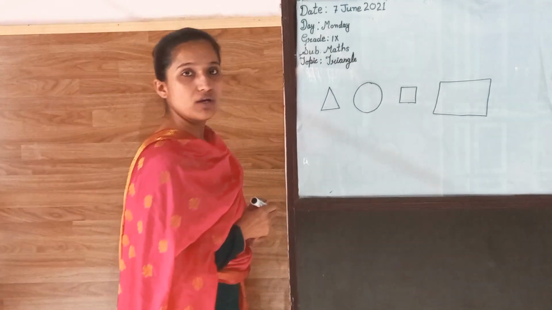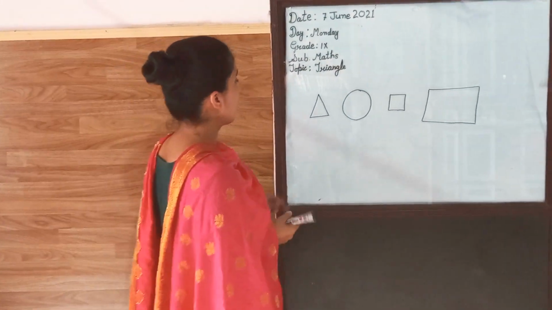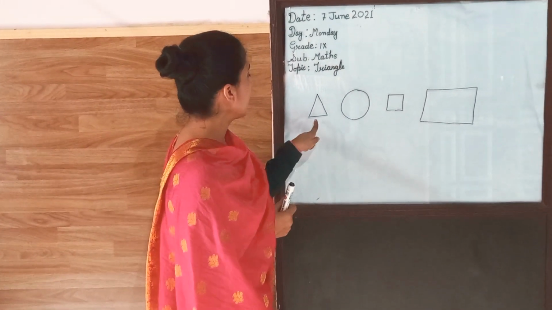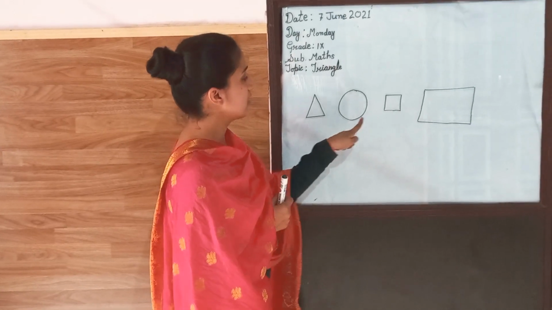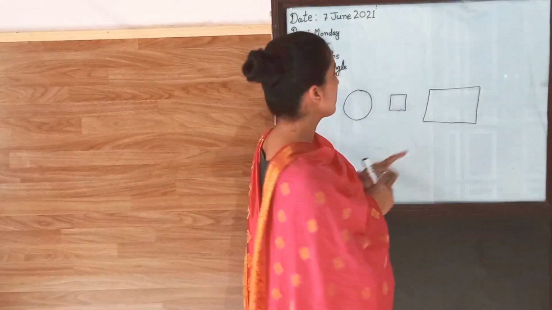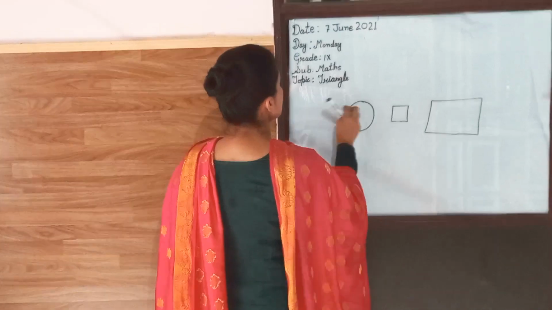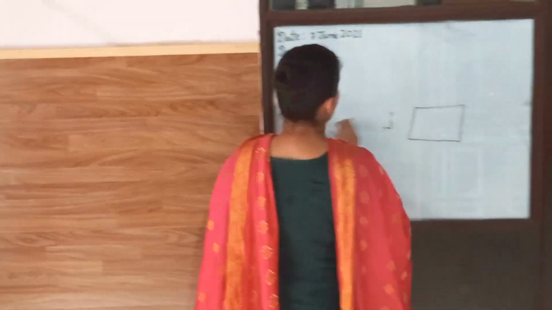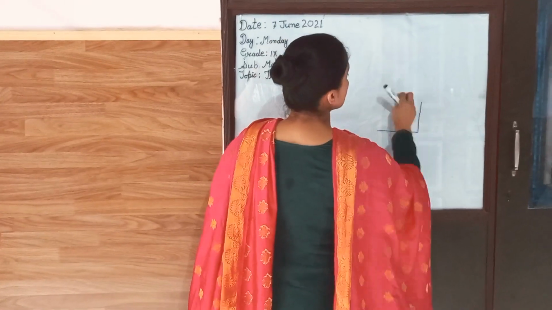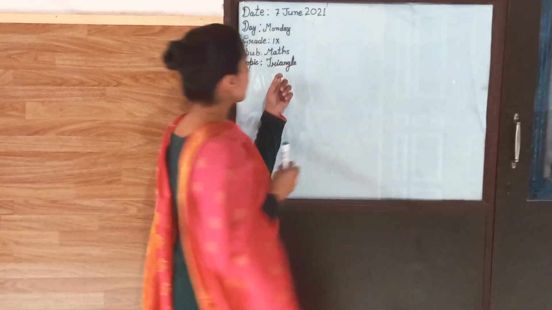I hope you all can name these. Like it is a triangle, circle, square and rectangle. Here I would like to discuss about triangle. So our today's topic is triangle.